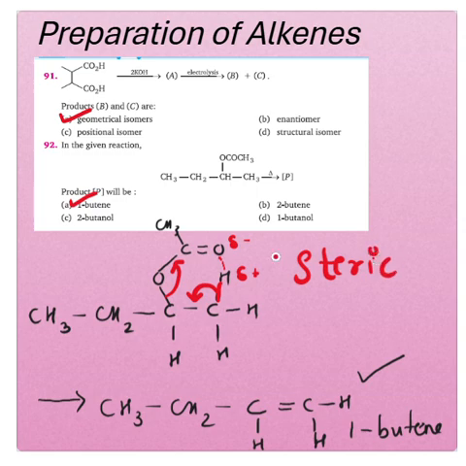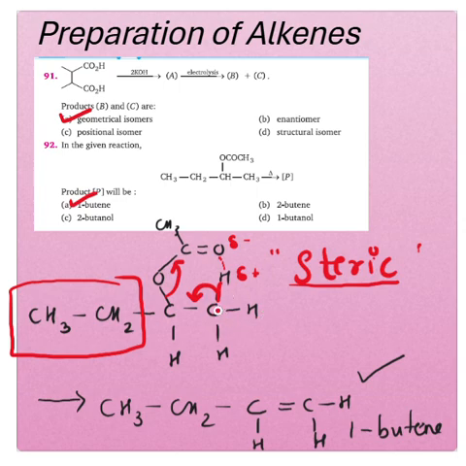In pyrolytic elimination, the reactant is in the gaseous state. That means the concentration is more. When it is so, steric hindrance plays an important role. You can see here, ethyl is a bulkier group as compared to methyl. Therefore, the hydrogen is picked from the carbon with the more number of hydrogens. Therefore, you are going to get 1-butene as the major product.